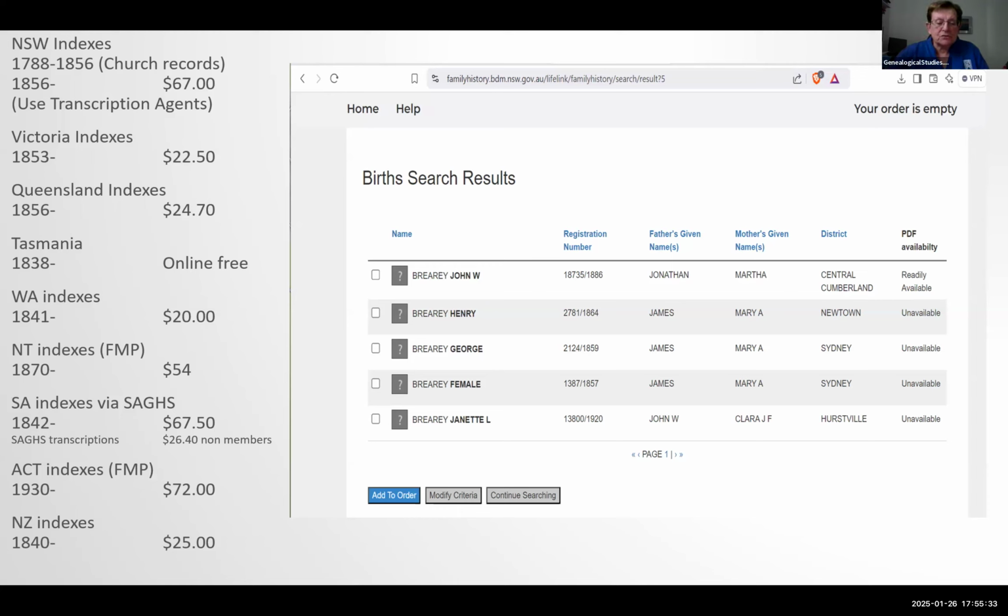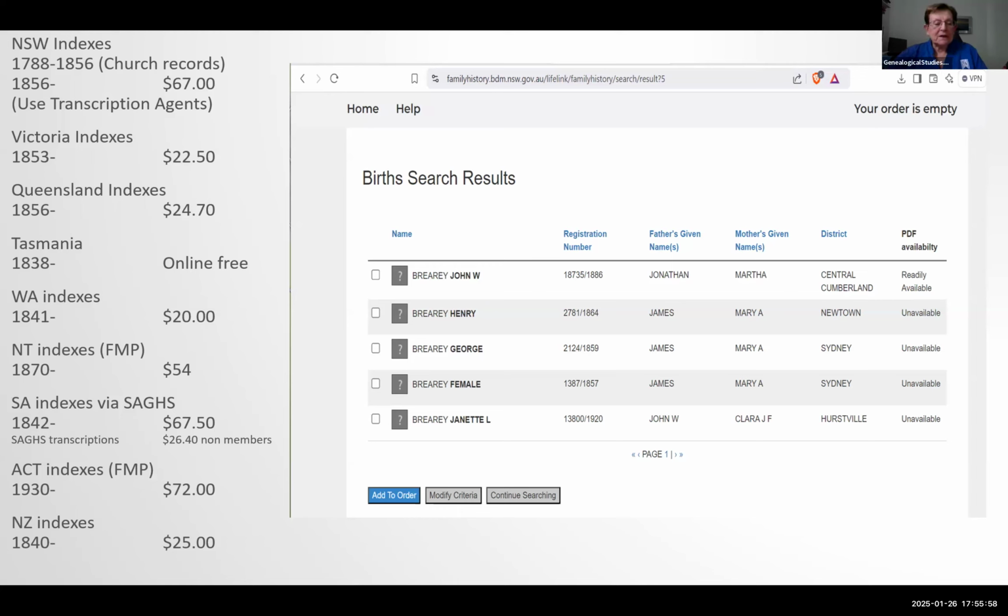If you just want the basic transcription, it's $26.40 for non-members. If you happen to know a member, then perhaps you better get to know her a bit better. Nod, nod, wink, wink. I am a member of the South Australian Genealogy and Heraldry Society.